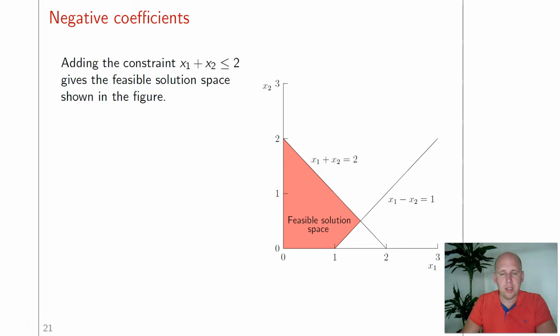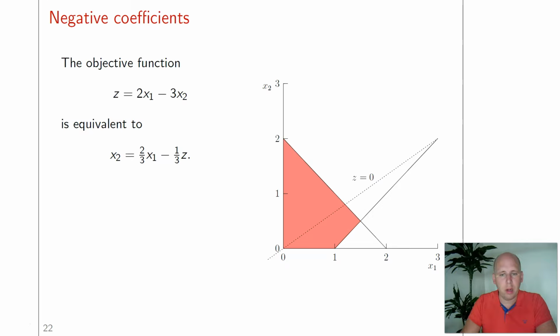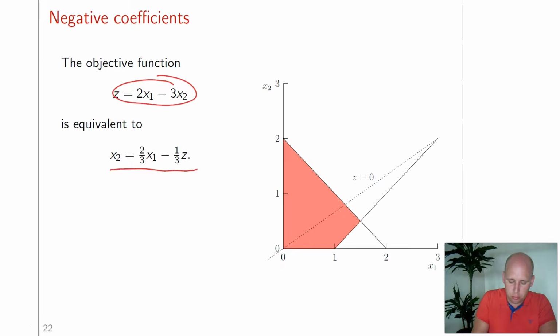Second functional constraint is x1 plus x2 is smaller than or equal to 2. That one is easier. And then we have the entire feasible solution space. And now we need to check how the line for fixed values of z looks. So we are going to rewrite this as x2 as a function of x1 and z. So we isolate x2. So now we get this, and we can draw that line, for instance, for z equal to 0. So that's what we have over here.